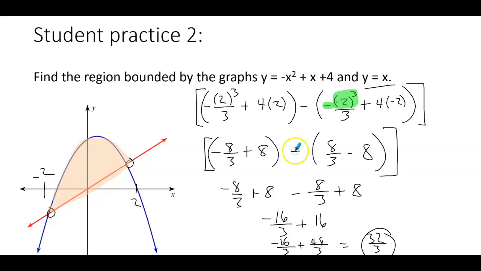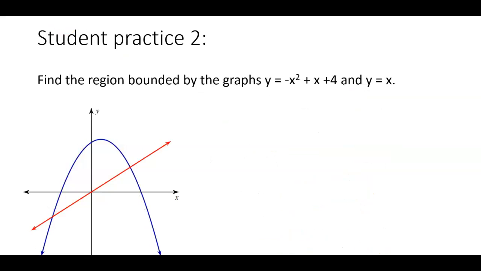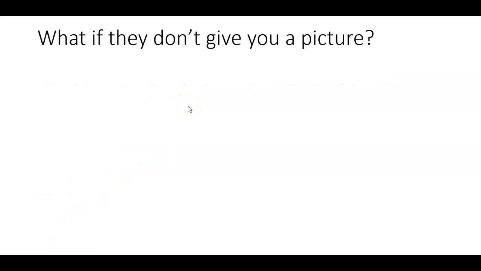Another thing to pay attention to is this negative on the outside is going to distribute to both of these numbers here, and it's going to change their sign. So it becomes negative 8/3 and positive 8. The rest of it, though, I think is pretty self-explanatory. All right, so let's take a look at some other things to keep in mind.